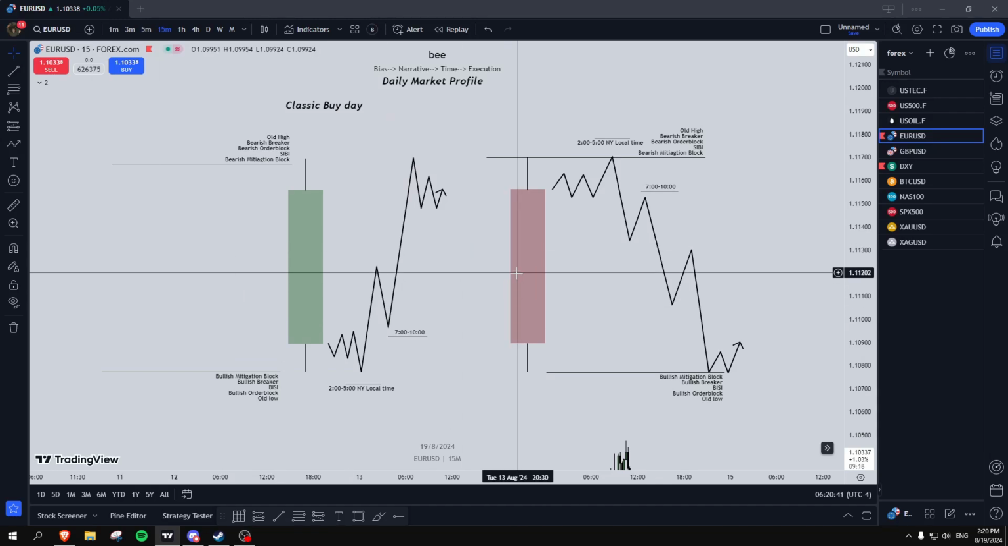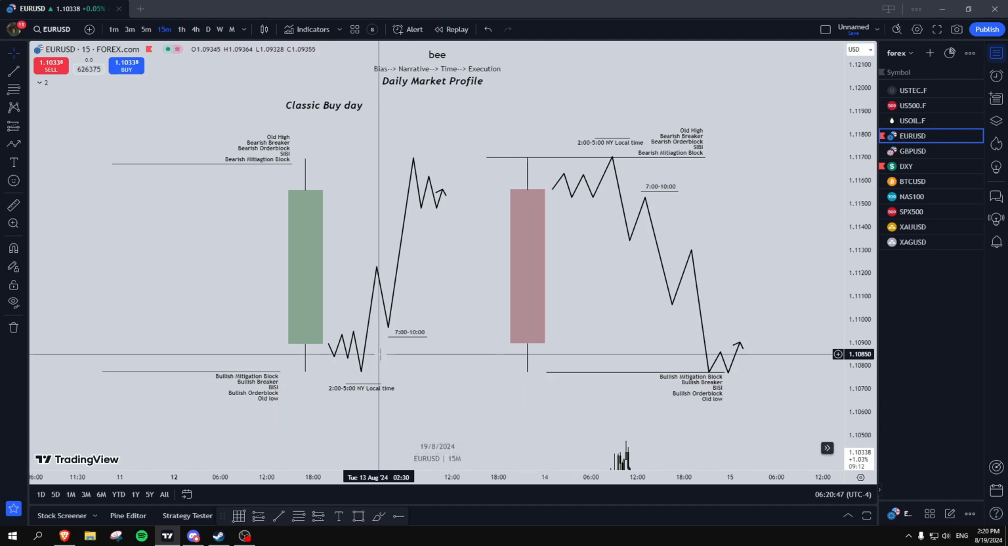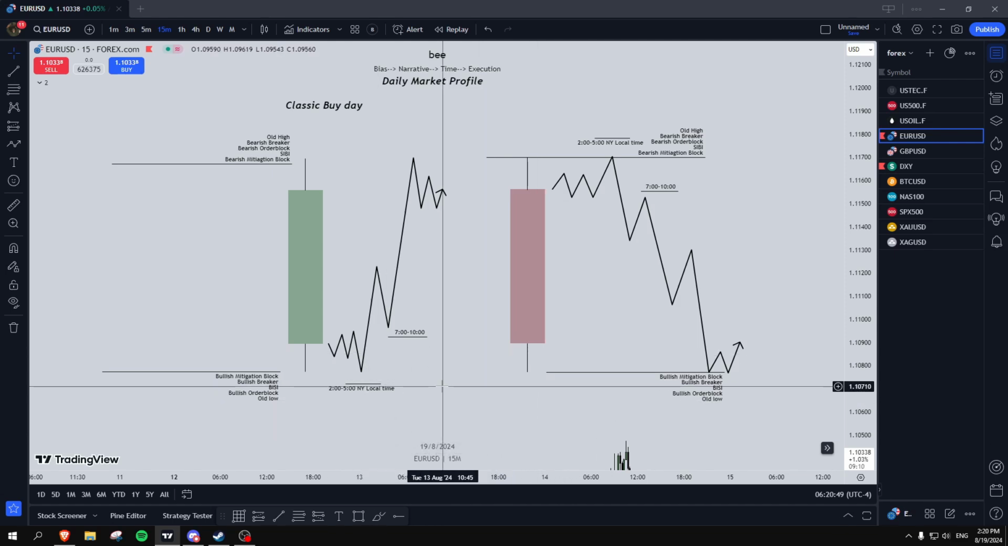Today we're going to talk about a daily market profile which you can build up your narrative on, and it can give you a directional bias on the market when you're trading. You can use previous sessions to give you directional bias, as I said.